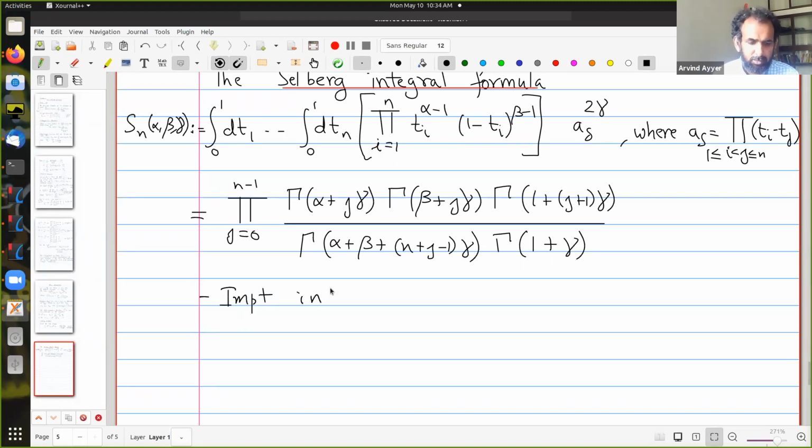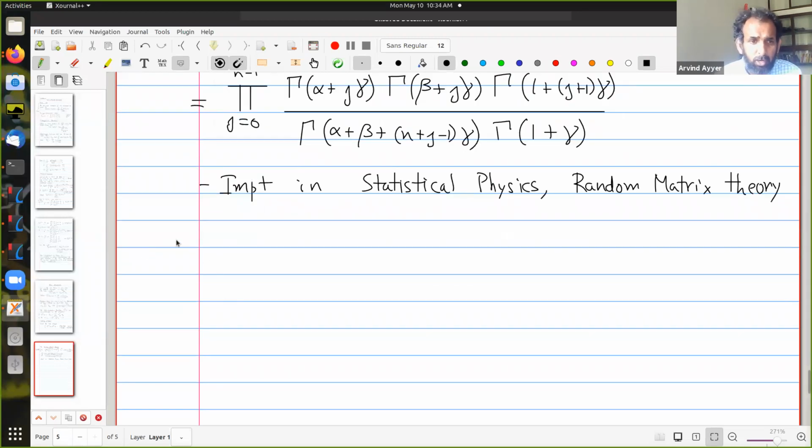in statistical physics. You know, various models of interacting particles and random matrix theory and many other areas, including symmetric functions. So our motto, generalize this to the following formula.